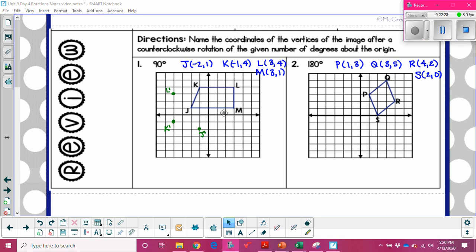Okay, now M is at 3, 1. It's in quadrant 1, so it's going to move to quadrant 2. And the X and Y values are going to flip, so it's going to be at 1, 3. But because it's in quadrant 2, it's going to be a negative and a positive. So it's going to be -1, +3. And that's going to be right there.